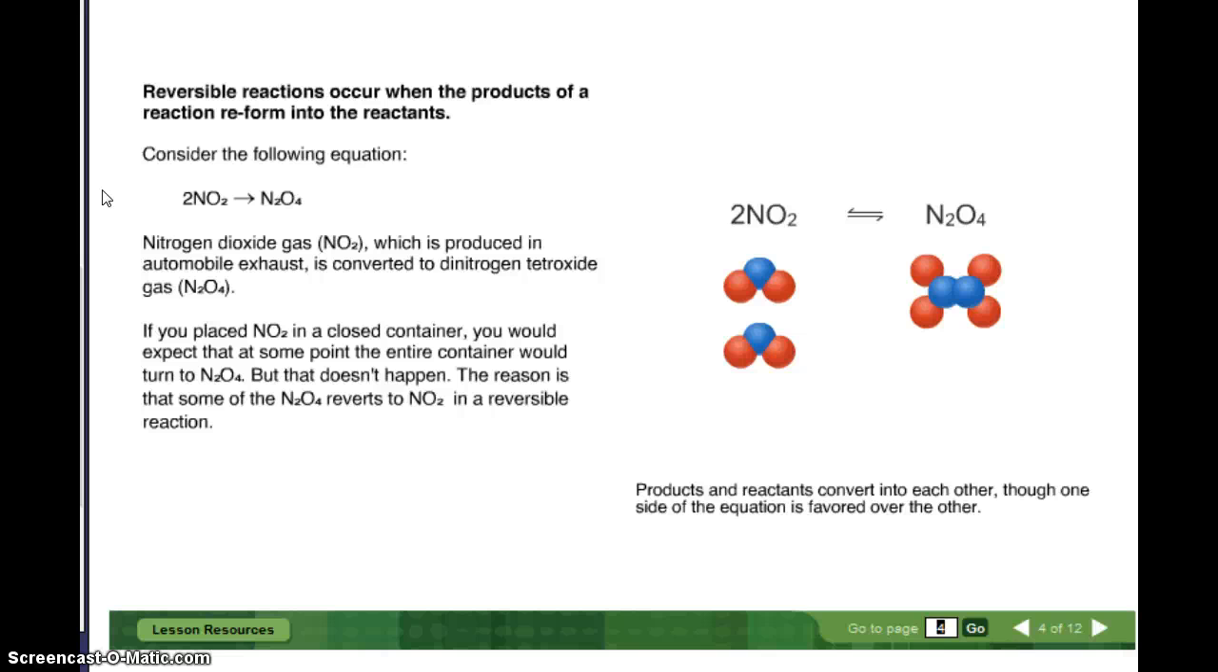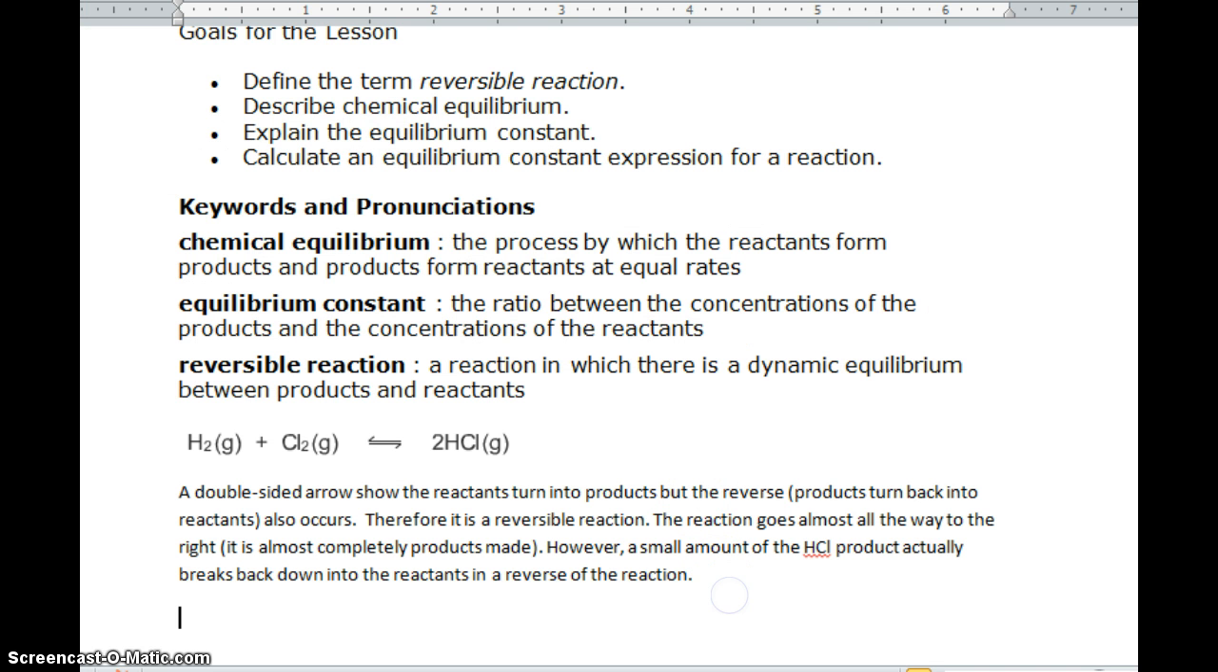The reason is that some of the N2O4 reverts to NO2 in a reversible reaction. So in other words, just another example of that really the arrow is pointing both ways. Most of it's turning into N2O4, but because molecules are always moving, some of them break back apart into two molecules of NO2. Products and reactants convert into each other, though one side of the equation is favored over the other. So I feel like we should add what that means.